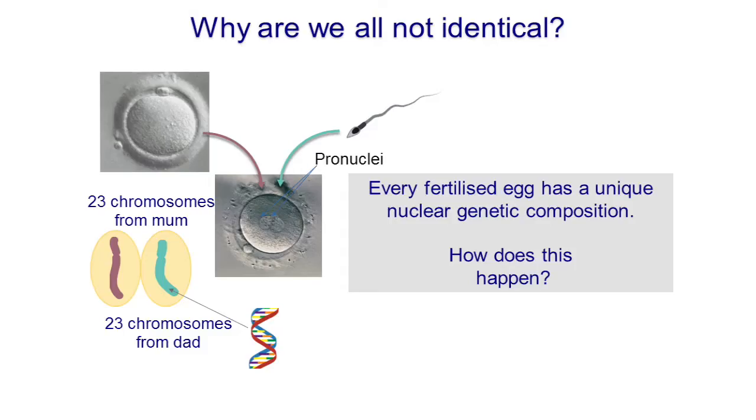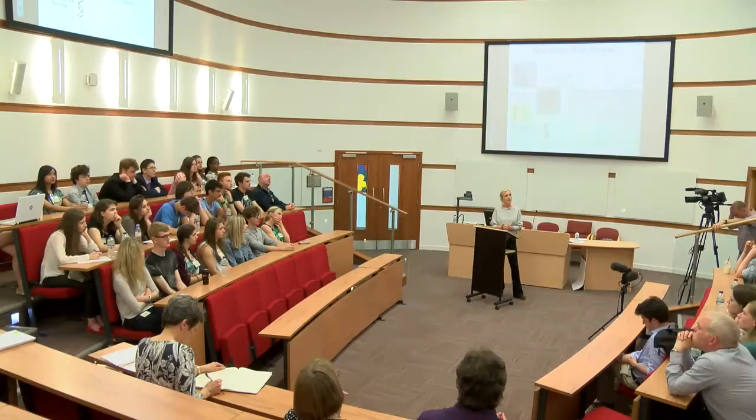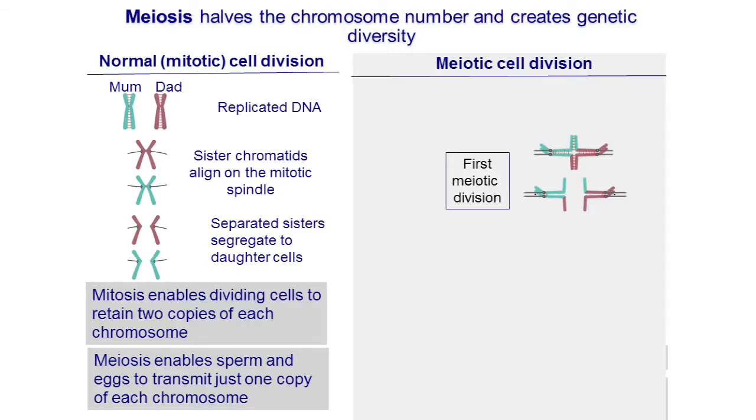So why are we not identical? It's important to understand this point in relation to how we view cloning, for example. As we mentioned in the last slide, every fertilized egg has a unique nuclear genetic composition. How does this come about? A specialized form of cell division halves the chromosome number in preparation for fertilization, and it also creates genetic diversity.